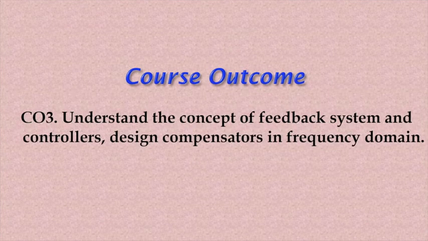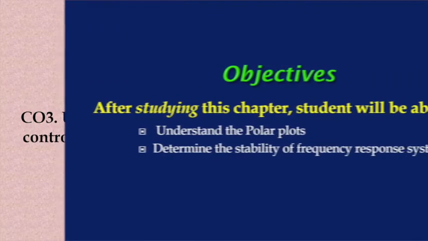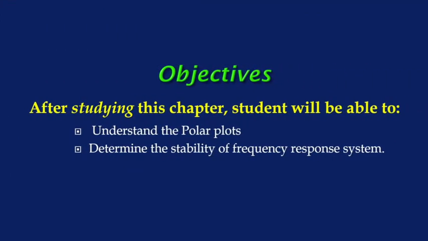Course outcome: understand the concept of feedback system and controllers, and design a compensator in the frequency domain. Objectives: after studying this chapter, the student will be able to understand the polar plots and determine the stability of a frequency response system.